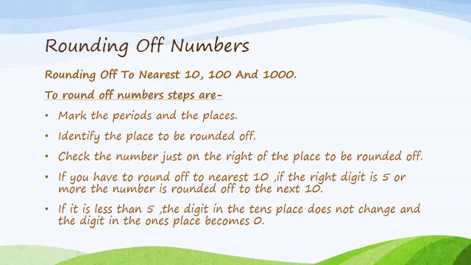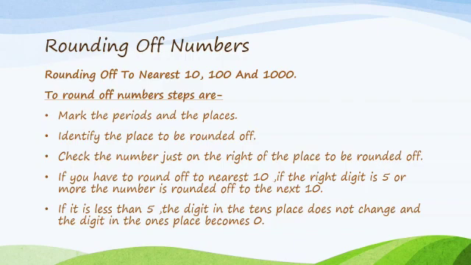To round off numbers, the steps are: first of all, mark the periods and the places. Second, identify the place to be rounded off, which means at which place you want to round off the number, at the place of 10 or 100 or 1000. Third, check the digit just on the right of the place to be rounded off.